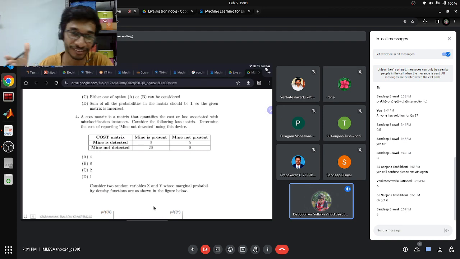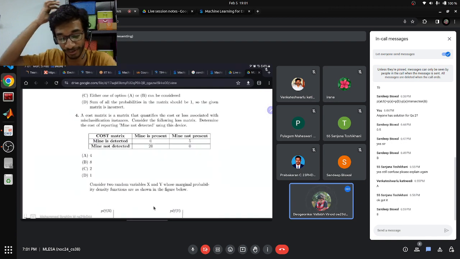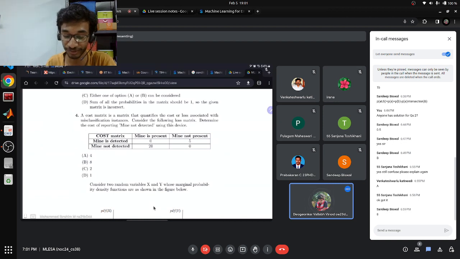So let's say you have a test which can detect whether someone has cancer or not. Mine detected corresponds to it having been detected from the test that the person has cancer, and mine present is cancer present, and mine not present is cancer not present, and mine not detected means cancer not detected. So the cost of the disease actually being present and it not being detected is going to be high. That is why this number is 20 here.